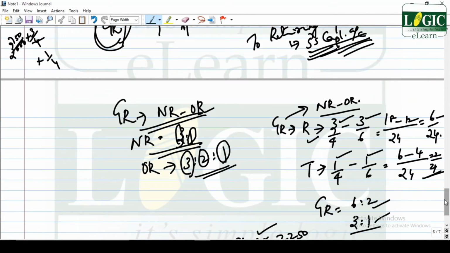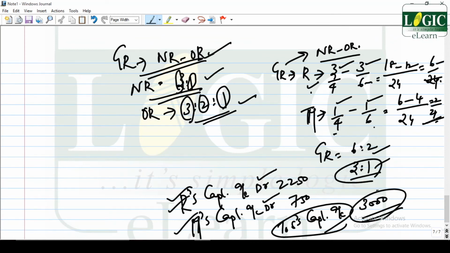Now what is gaining ratio? New ratio minus old ratio. What is the new ratio? 3:1. What is the old ratio? 3:2:1. So in the case of R, gain is equal to 3/4 minus 3/6, that is 6/24. In the case of T, it is not T, it is M who is continuing. M, it is 1/4 minus 1/6, which turns out to be 2/24. Finally, gaining ratio is 3:1. So this 3,000 rupees which is to be given to S is to be borne between R and M in the ratio 3:1. Hence it turns out to be 2250 and 750.